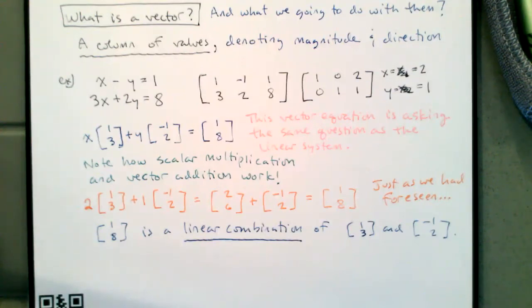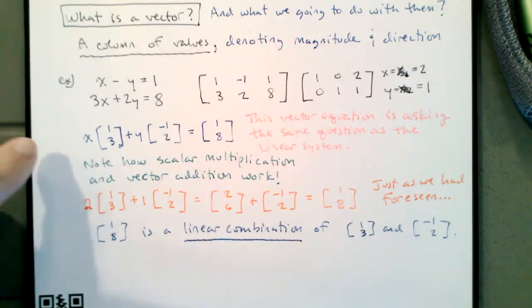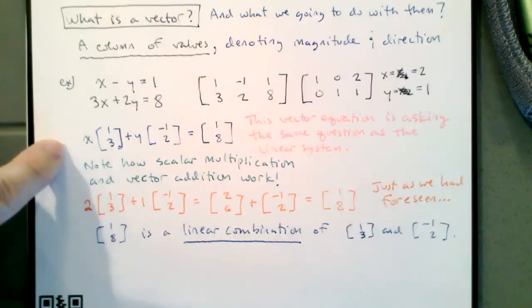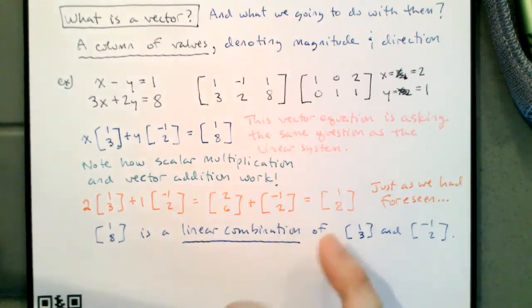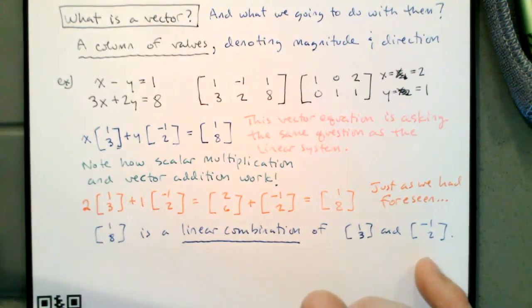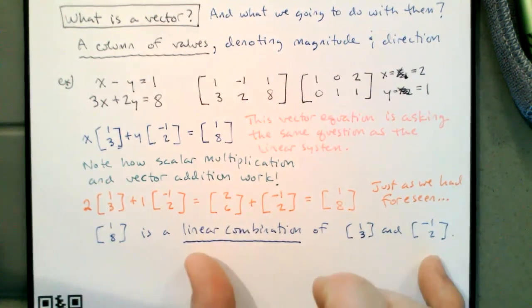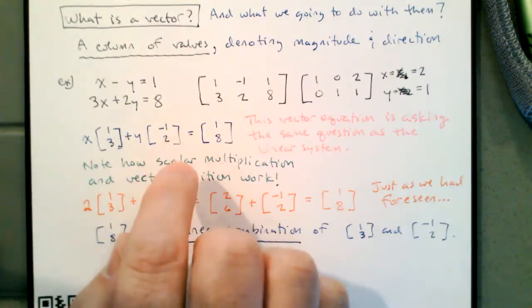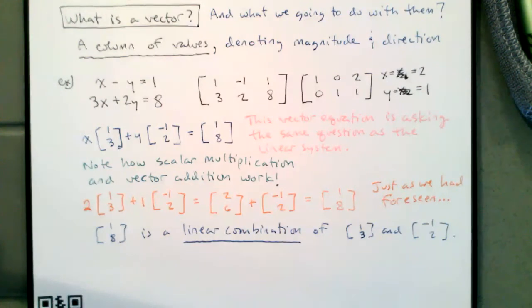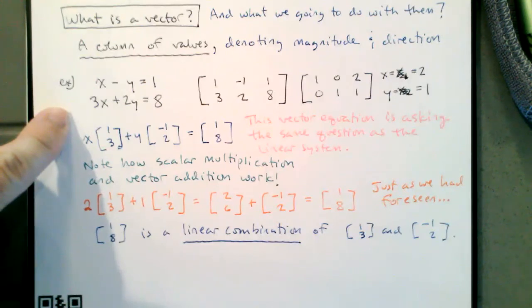So here's another way I could ask you to solve this system or to solve this vector equation. I could say, is (1, 8) a linear combination of (1, 3) and (-1, 2)? Asking that question is asking, is this vector equation x times (1, 3) plus y times (-1, 2) equal to (1, 8) a consistent vector equation? That's the equivalent question. The equivalent question in terms of a linear system is, is the linear system x minus y equals 1 and 3x plus 2y equals 8 consistent?